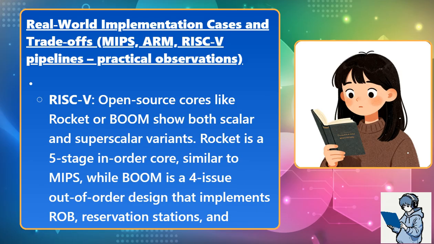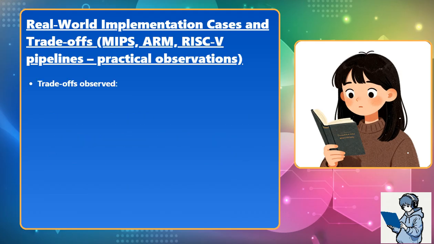RISC-V open-source cores like Rocket or BOOM show both scalar and superscalar variants. Rocket is a 5-stage in-order core, similar to MIPS, while BOOM is a 4-issue out-of-order design that implements ROB, reservation stations, and aggressive speculation. Trade-offs observed.